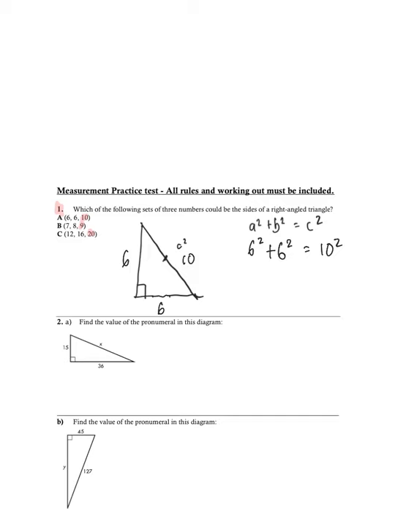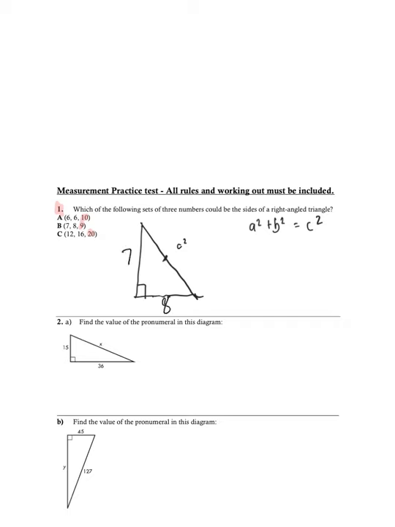Okay, so if we do the calculation, 6 squared is 36, and 6 squared again is 36. Okay, and then 10 squared, 10 times 10, is 100. So if we do the next line of working, 36 plus 36 equals 72, which does not equal 100. So guys, we know that in this case, a squared plus b squared does not equal c squared. Okay, so A is wrong. So we're going to keep going through our examples until we find the one that matches. Okay, so we'll do B.